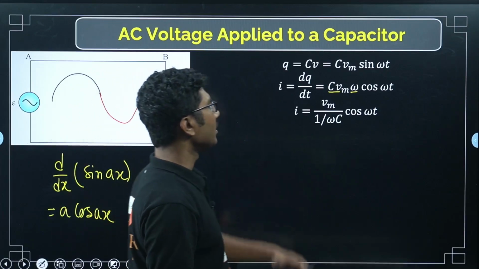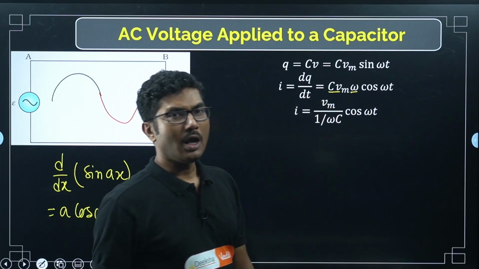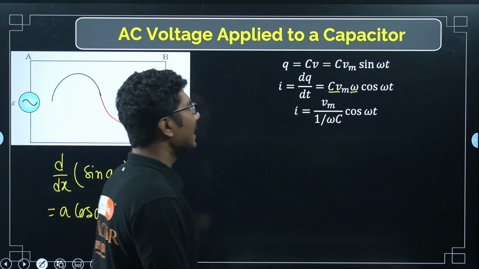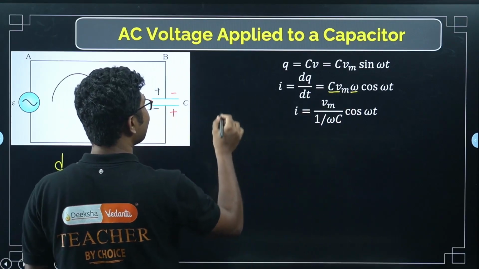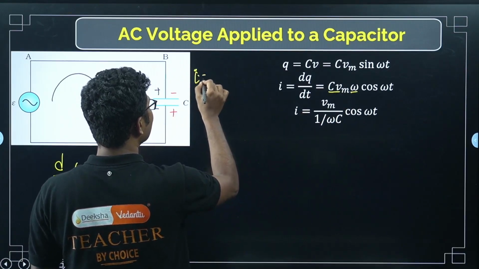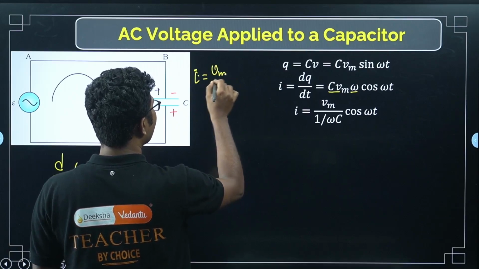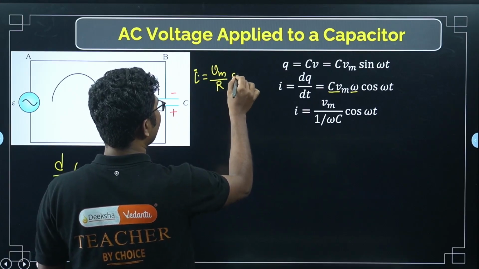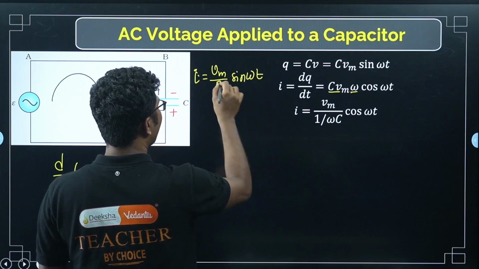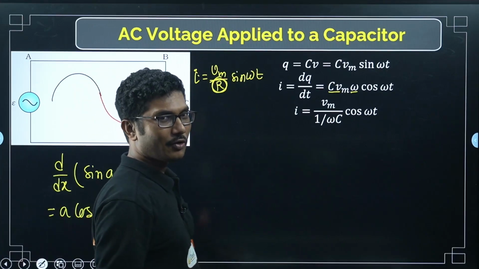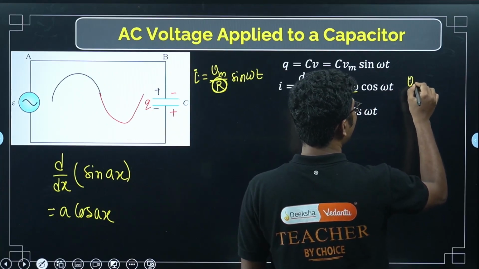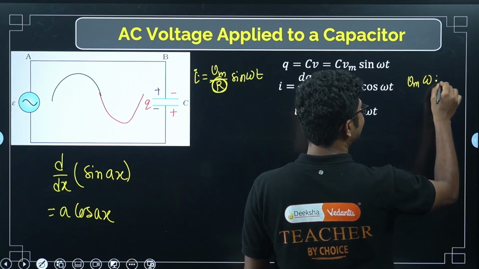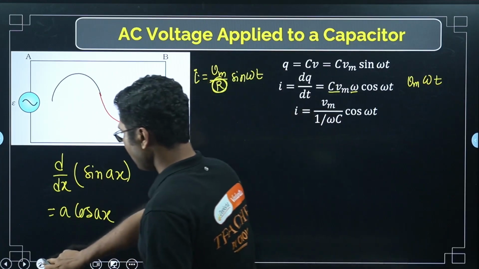Or I is equal to Vm by 1 by omega C, right? Now we are trying to write it in terms of R. Remember that I is equal to Vm by R sin omega t, that was for resistance. So our target is to find this R for capacitance as well. So what we can do, it was Vm omega C, right?